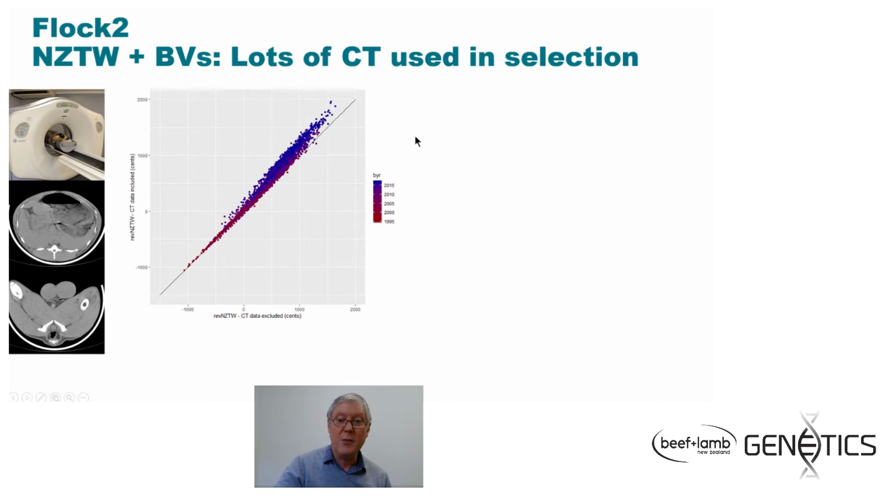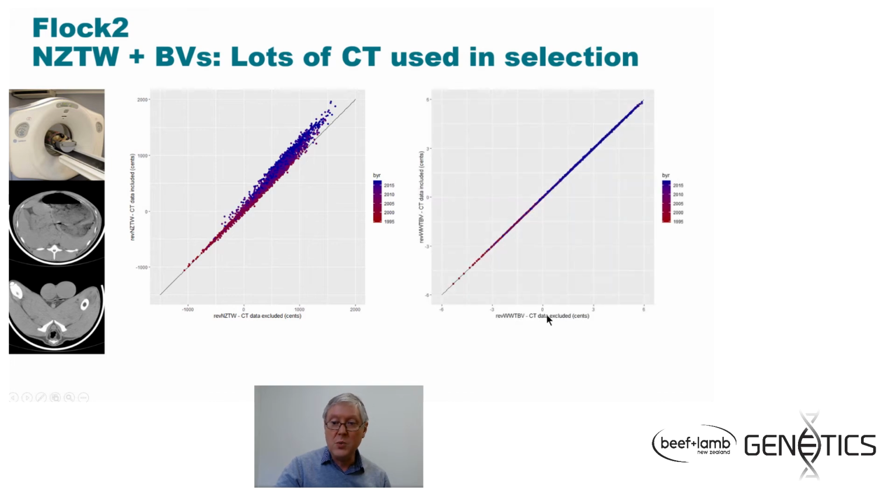Now, where's this coming from? We can look at the individual component breeding values that are going into this index, and so I've picked four to talk about. The first one is weaning weight. So we've got the same kind of graph here, but this time we're only looking at our weaning weight BV without CT and with CT. And all of our values are sitting right on that 45-degree line.